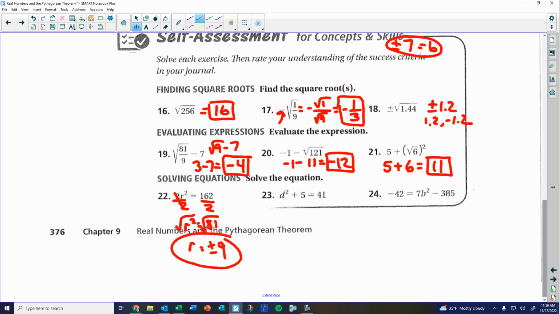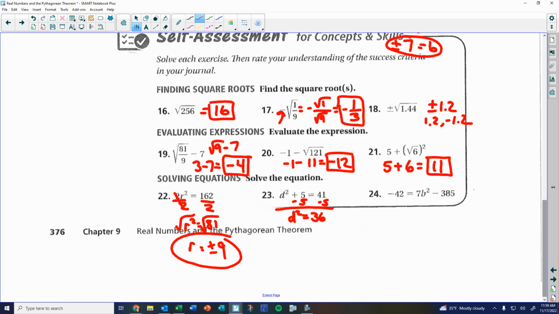So just remember that. If you got the minus sign, add it in there, because I can square a negative and get a positive. All right? Now in 23, I got a little bit of extra outside the d squared. So I got to get rid of the 5. How do I get rid of the 5? Subtract it. So when I subtract it from both sides, d squared equals 36.